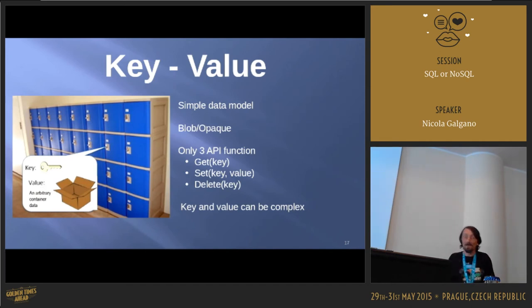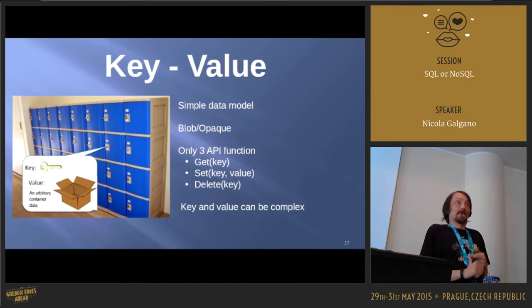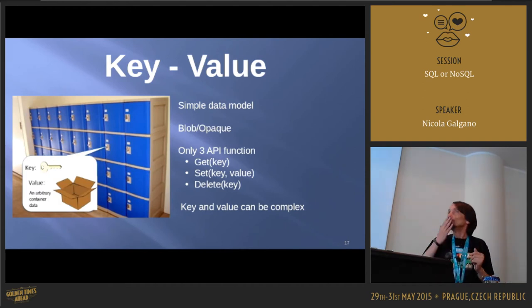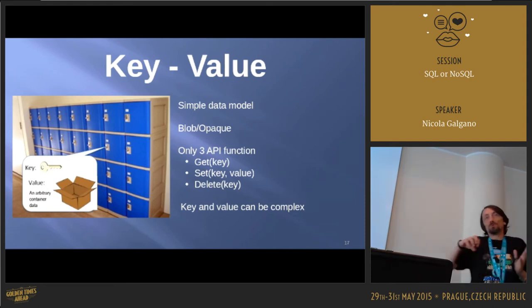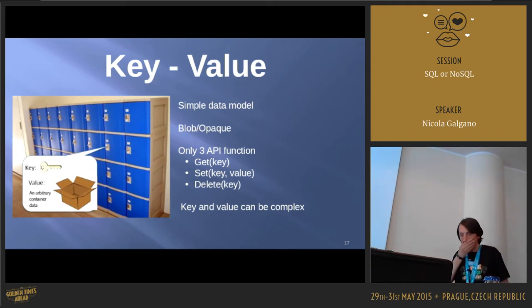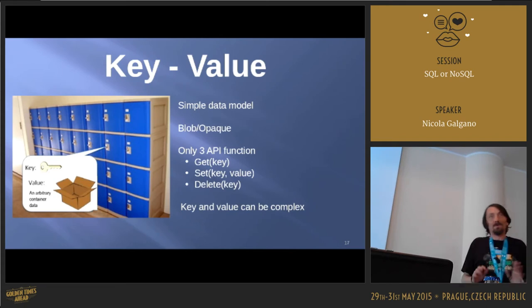The simplest data model is the key-value store. You have a key, you have a value, that's all. You have only three functions to manipulate data: a get function, a set, and a delete. This kind of data store doesn't want to know what you put in the value. You can put everything you want: a blob of data, a video, a picture, a text, a number, whatever you want. Obviously, I made it in a simple way, but things are not so simple. Both key and value could be a little bit complex.